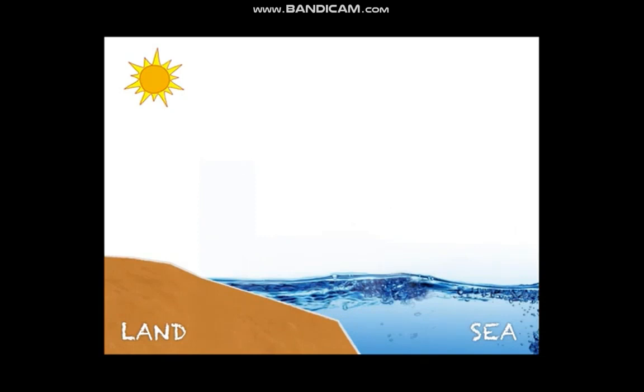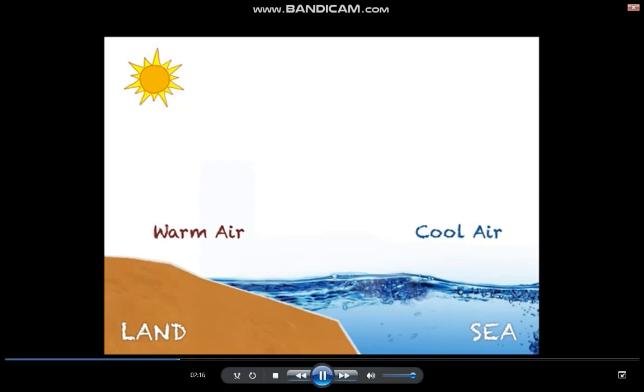So that would mean, by conduction, the air over the land would be warmer than the air over the sea. So warm air is right over the land, cool air right over the sea. Now, instantaneously, you should see that we have two different temperatures of air. And from prior knowledge, we've learned about density.